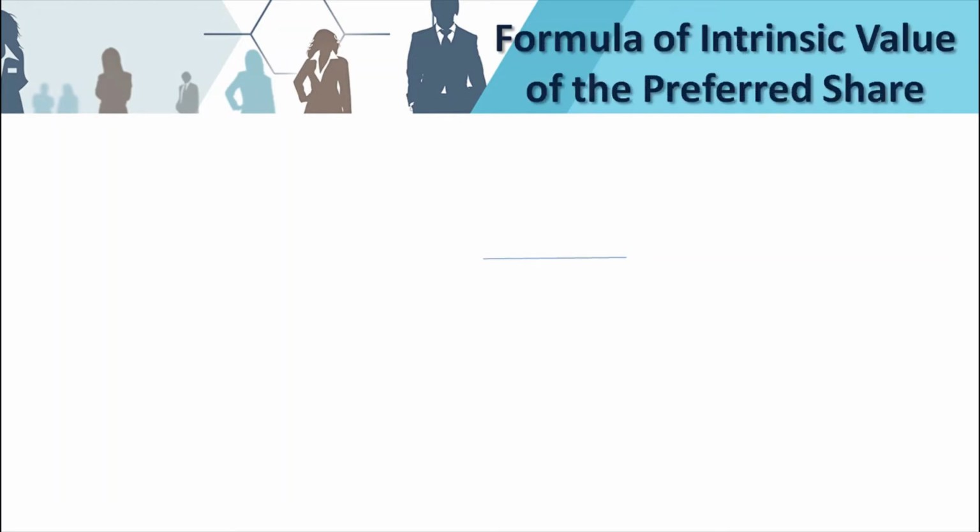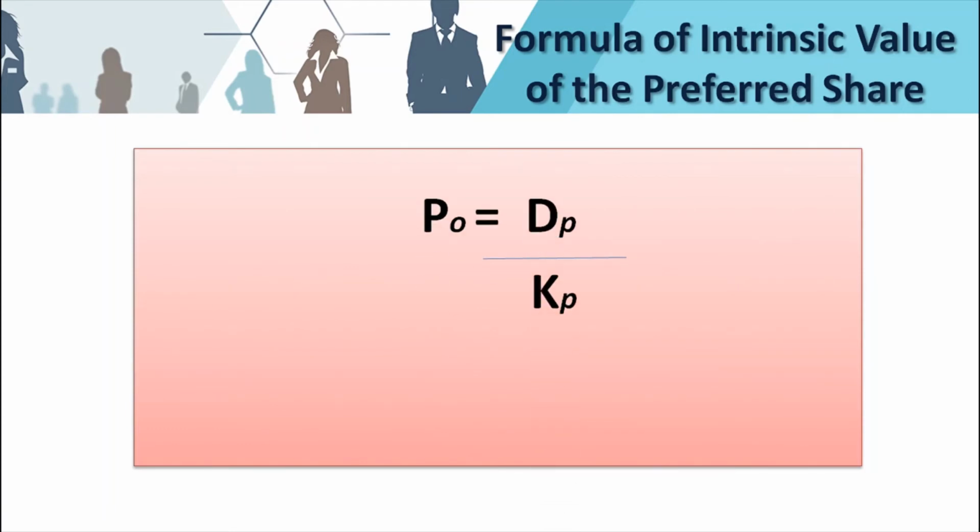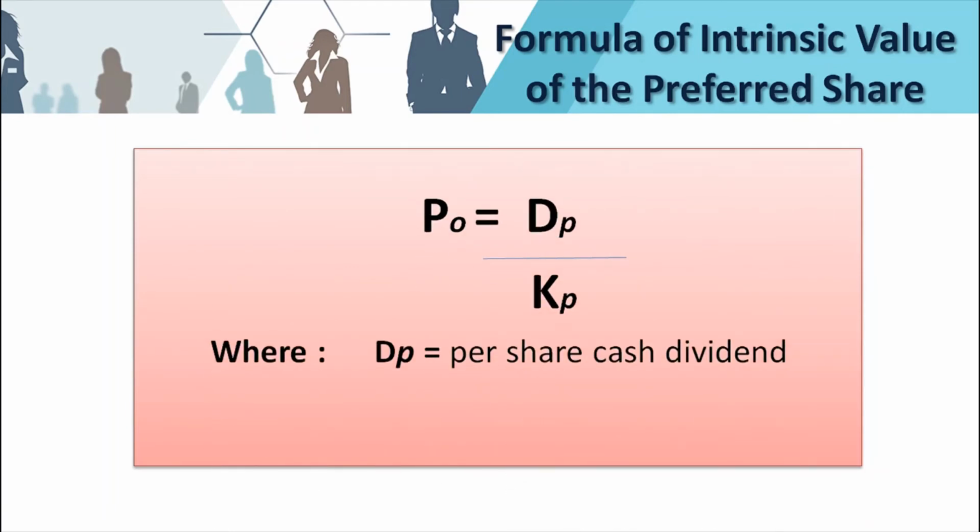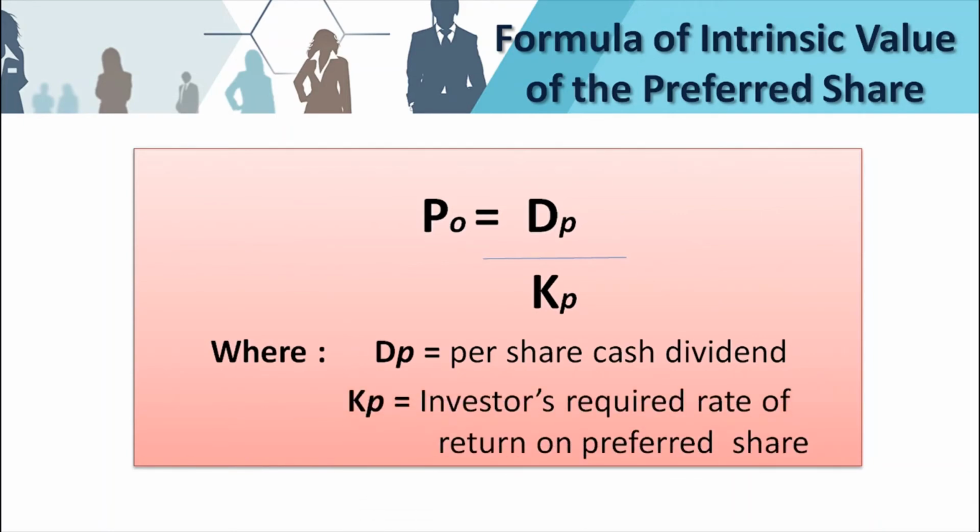So next, let us proceed with the formula of the intrinsic value of the preferred share. The formula is: preferred share is equals to DP over KP, where DP is equals to per share cash dividend, and KP is equals to investors' required rate of return on preferred share. So let us see the example.